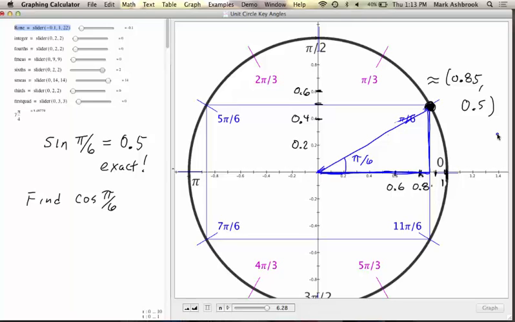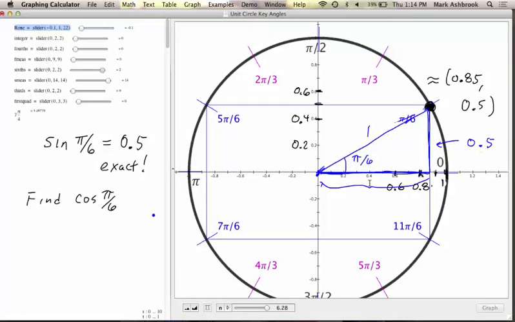Okay, we got a little bit more to do. Don't tune out, okay? I told you that was 0.5. What's the distance from here to here? It's the radius of the circle, which is 1 radius length. Again, any circle has 1 radius length. And so now if we're solving for cosine of pi over 6, that's this distance right there.